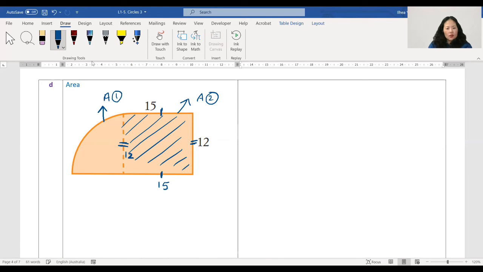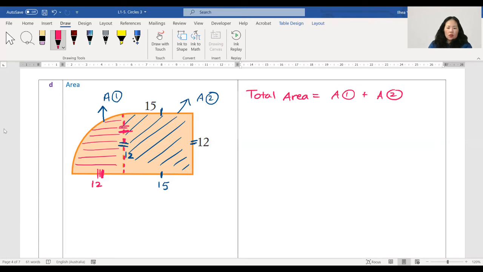Now, this part here where it says 12, that is my radius of this circle, a quarter of the circle. Now, this is going to be same as this one, so they're both going to be 12. We got all the measurements that we need for area. So total area here equals area 1 plus area 2.